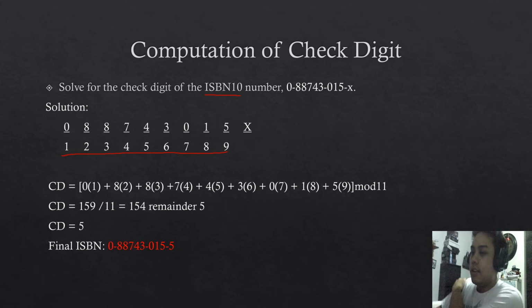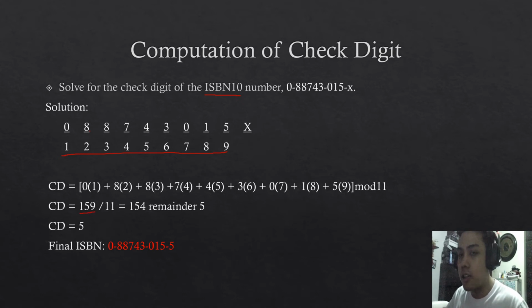So what we're gonna do now is we're gonna multiply each individual ISBN digit and get the sum of those products. As we can see here, 0 times 1 plus 8 times 2 plus 8 times 3, and so on and so forth. Now the result of that sum is 159.